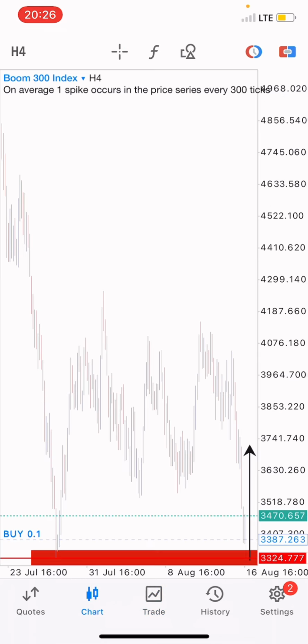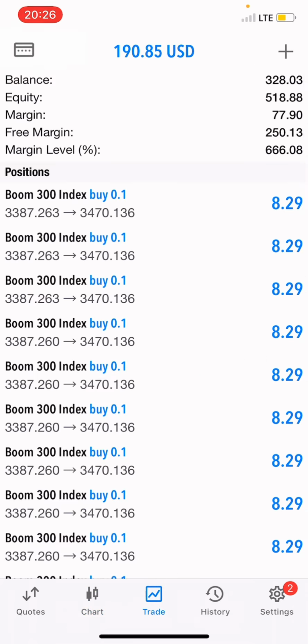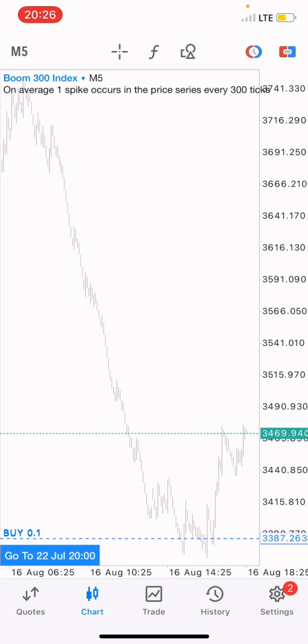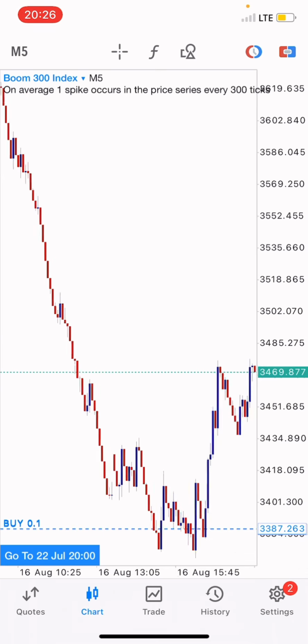Boom. This is the advantage of using a strategy which doesn't have many confirmations. So I used the major support on the 4-hour time frame, and after this I switched to 5 minutes to look for a reversal pattern. This is a double bottom.